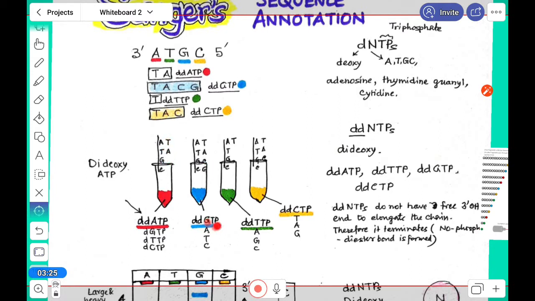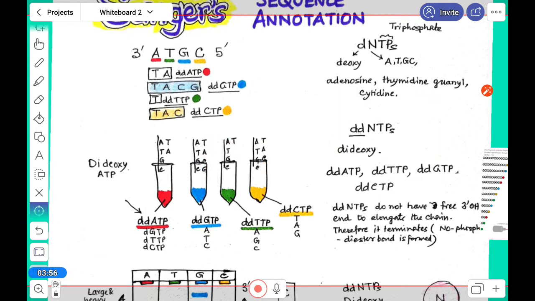Here it is GTP, so at guanine it will terminate, so here it is 1 2 3 4. And here it is TTP, so when it forms the first one, then it will terminate, and here CTP, when it gets this cytosine, then it terminates. So the length of the newly prepared strands is different. Here 2, here 4, here 1, here 3.